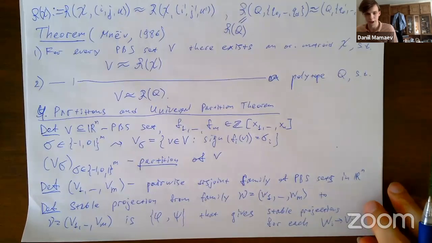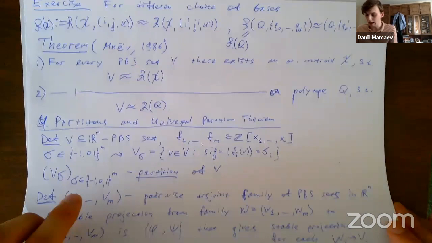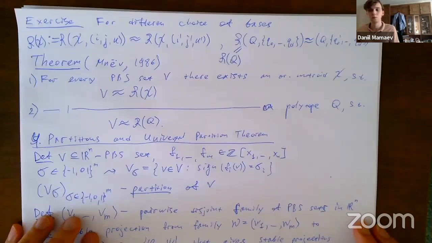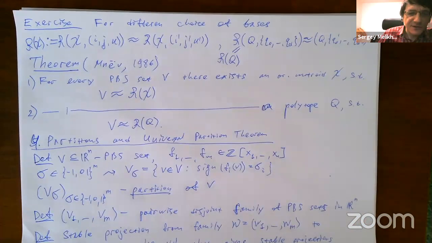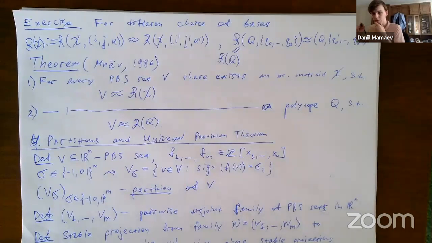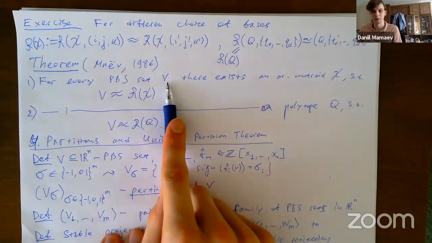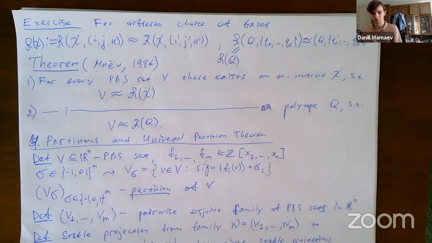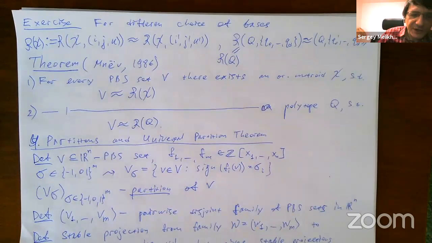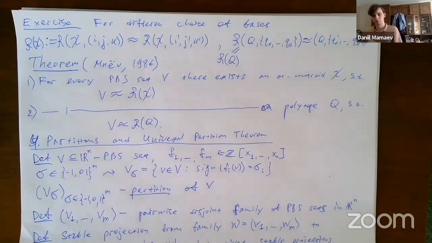Why do you need several sets now? Well, because I want to prove a result not about one primary basic semi-algebraic set, but about the partition of them. Is the phi and psi, must they be the same for each of these sets? Yes, they must be the same. Okay.